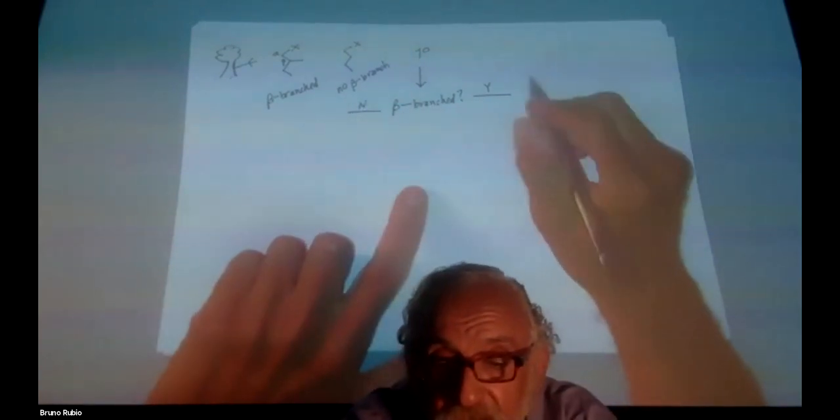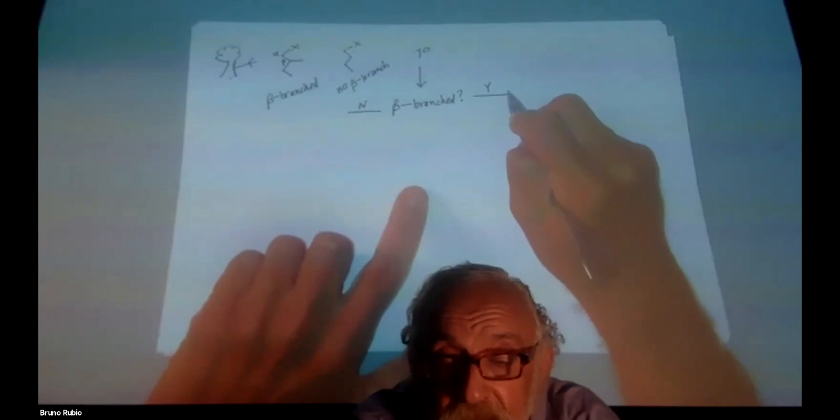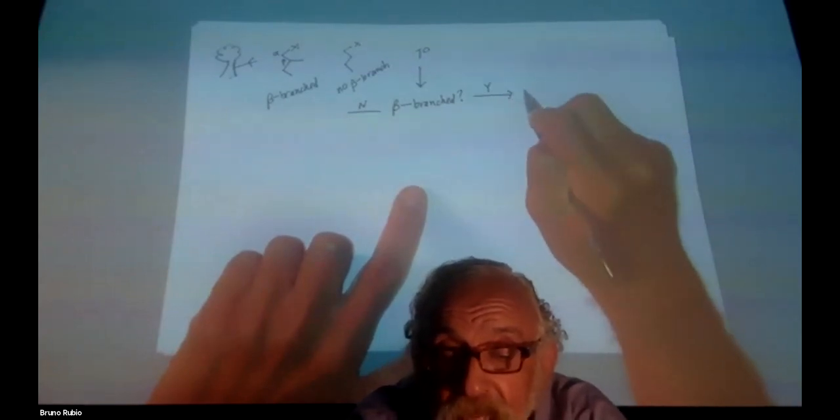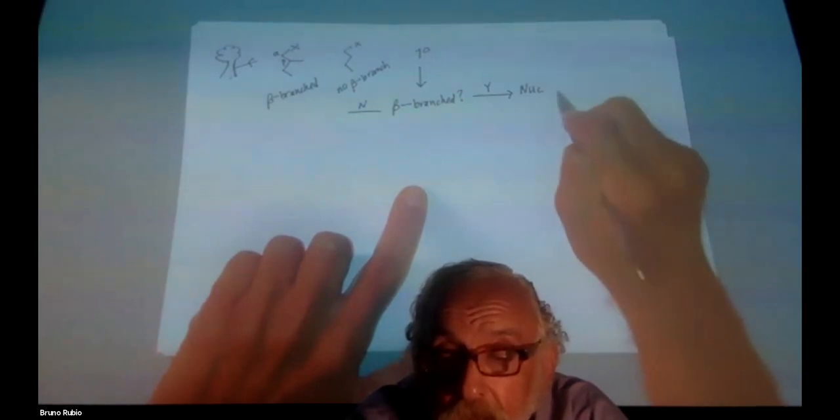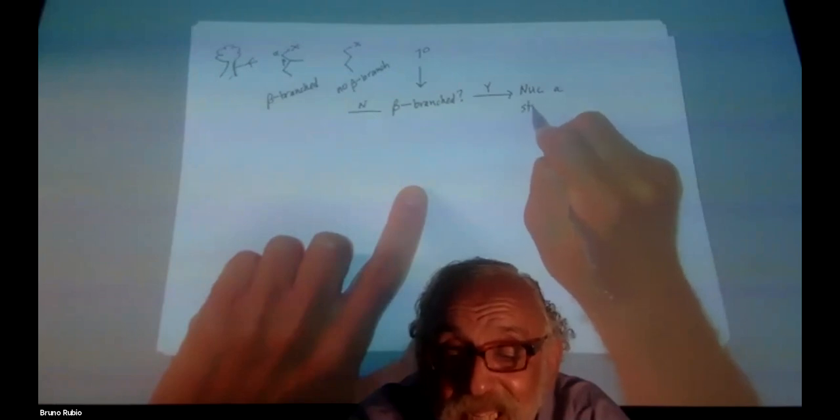All right, if it's beta branched, then the next thing that we would look for would be, is the nucleophile a strong base?